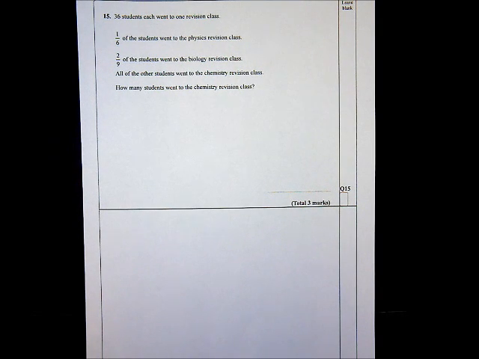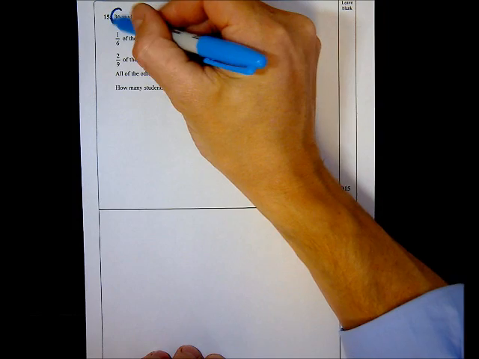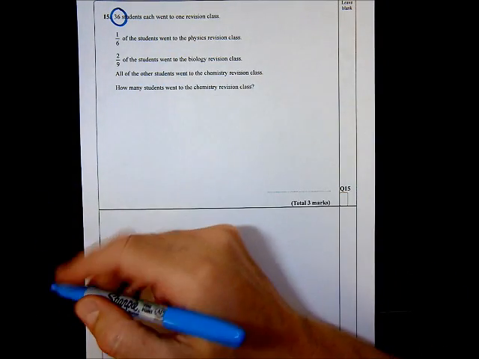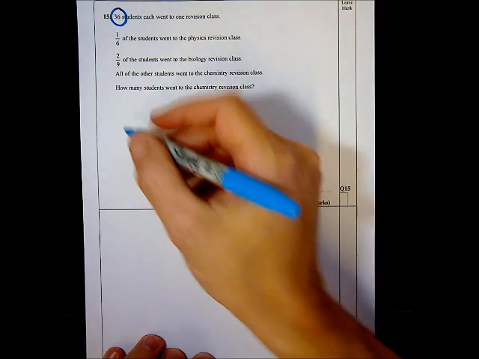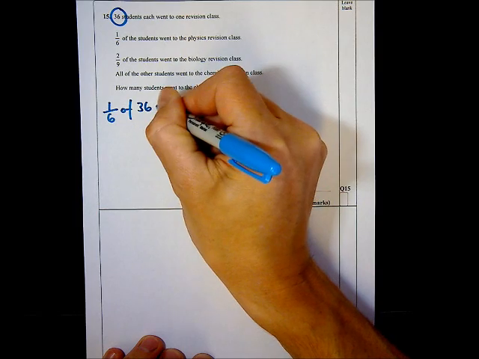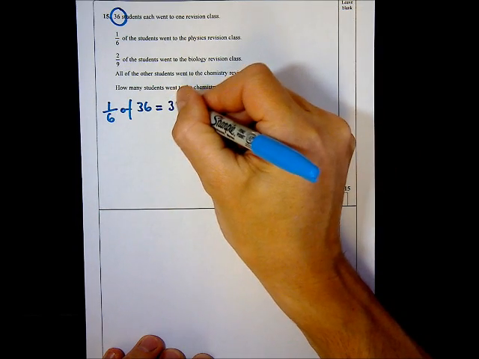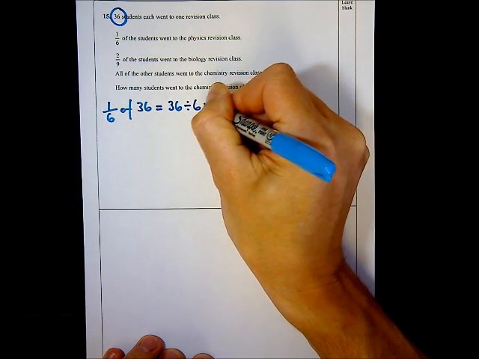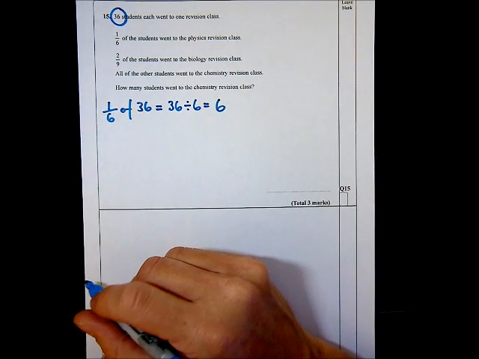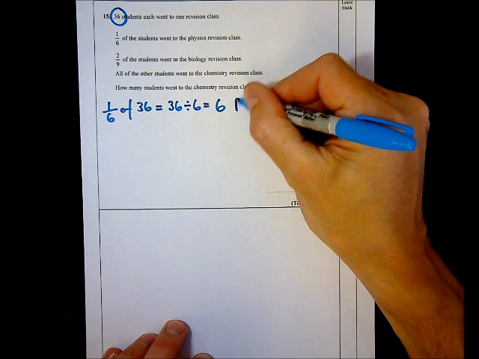On question 15, I'm told that 36 students went to one revision class. Now 1/6 of the students went to physics revision. So I want to find 1/6 of 36. And I can do that by doing 36 divided by 6, which would get me 6. So 6 students went to the physics revision class. And I'm going to write physics next to it so I can remember that.